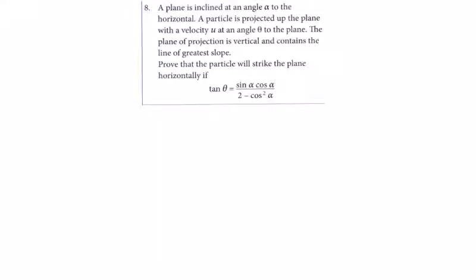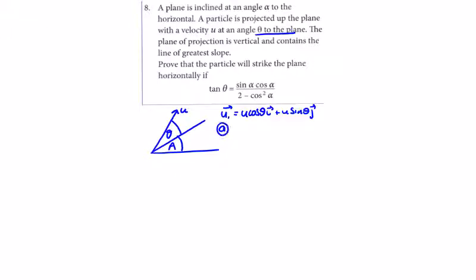Question 8, we have a plane inclined at an angle alpha to the horizontal. So do your diagram, alpha to the horizontal, and theta to the plane, and it's projected with velocity u. So our initial vector is u cos theta in the i direction plus u sine theta in the j direction. My acceleration in the i direction is minus g sine alpha and minus g cos alpha in the j direction.